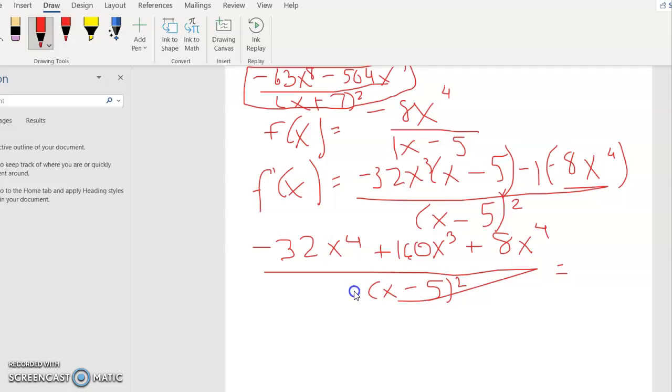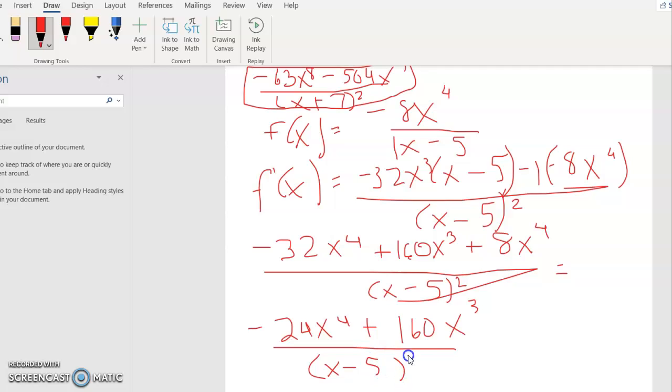All right, and then let's add our negative 32x to the fourth to our 8x to the fourth, and we'll get negative 24x to the fourth plus 160x to the third, all over that denominator. And there it is.